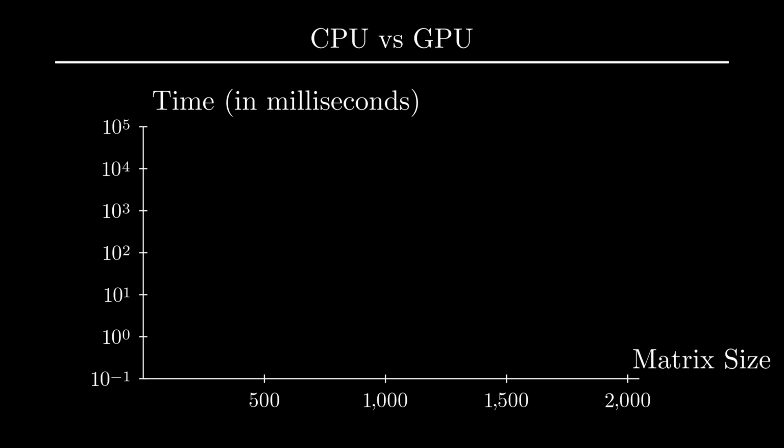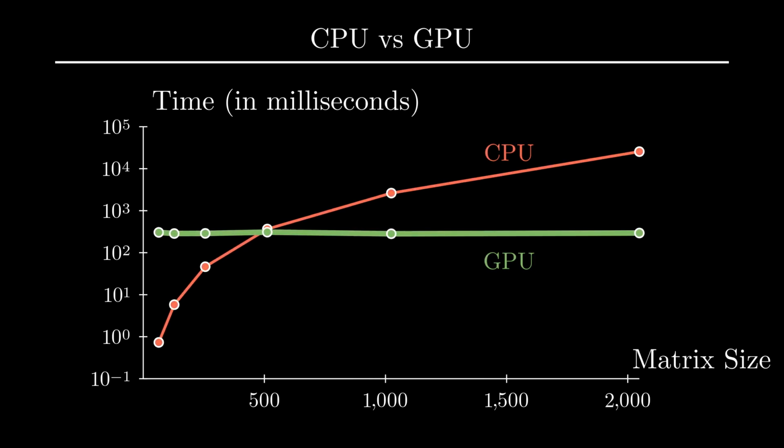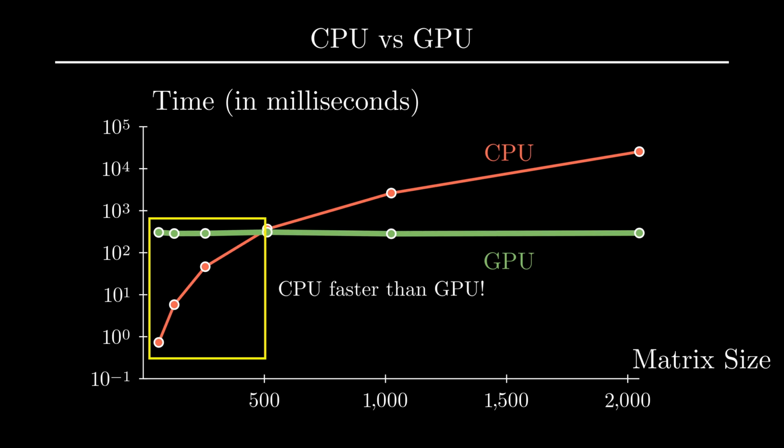Starting with a small matrix size of 64 and going up to just over 2000, execution time on the CPU increases drastically. GPU execution time on the other end remains almost the same, but for small matrices, the CPU is magnitudes faster than the GPU. It's only around the matrix size of 500 that the CPU execution time exceeds that of the GPU. From what I've discussed in the last video, we cannot really answer why this is happening.